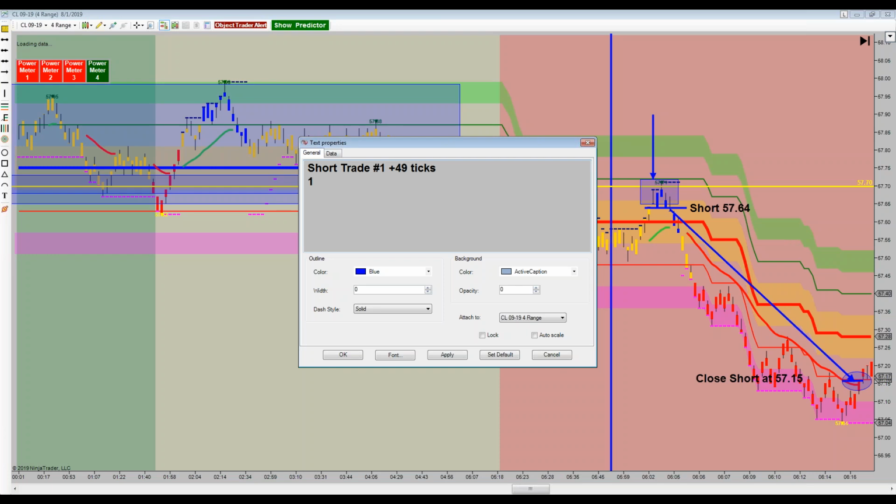So if you put 1 lot on it, that's 1 contract. How much money did you make? Well, 49 ticks times, what's crude worth again? Anybody remember? How much is it per tick? $10. So 1 lot is equal to $490 less commission.